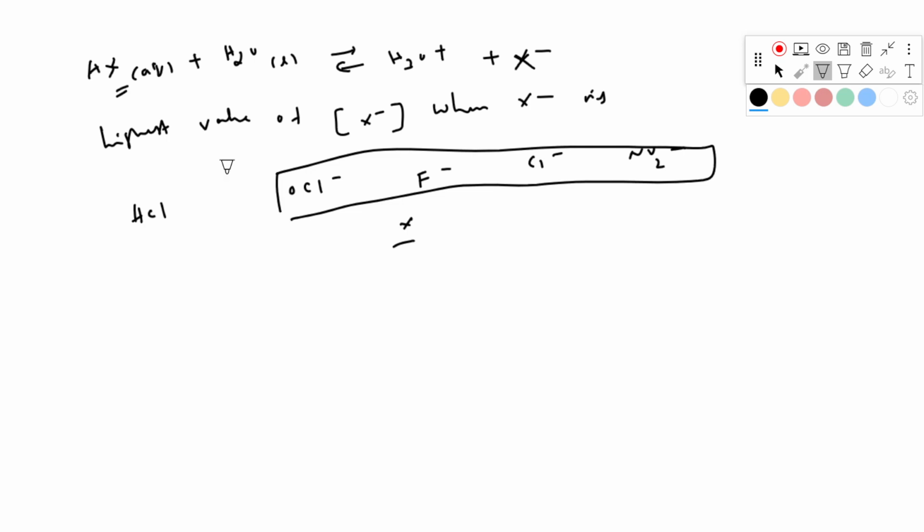In place of X, if I take Cl, then I will get HCl. Among these all, HCl is actually a strong acid. It will undergo more ionization, right? So hence the concentration of Cl- will be maximum. Among these all, if you put Cl, this is more acidic, so that will increase the concentration. Here Cl- will form. So the answer is Cl-. Next.